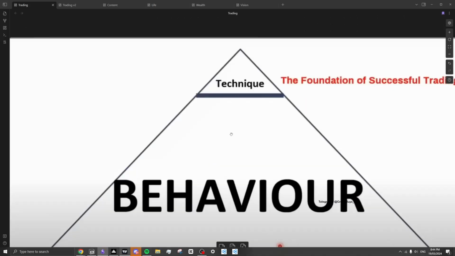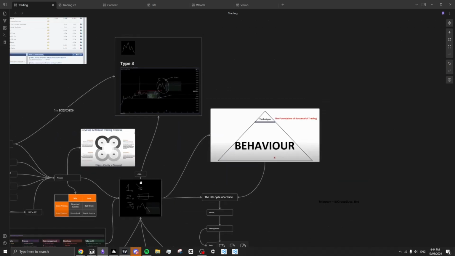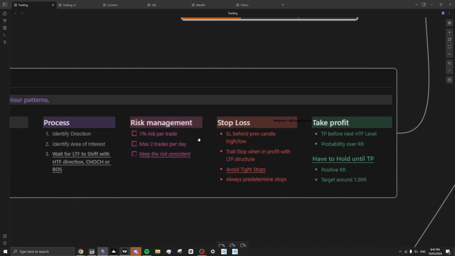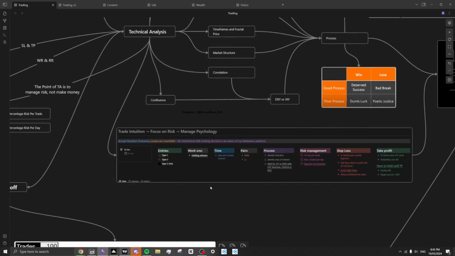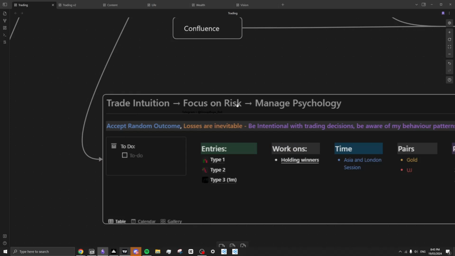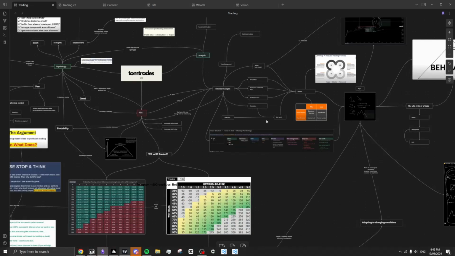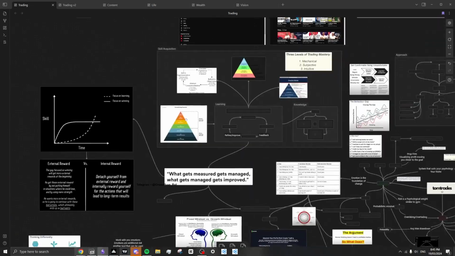But you can only target that behavior if you have a consistent plan that you're following. The process is the direction, area of interest, that shift. On my main account, 1% risk, max 2 trades a day, keep it consistent, and then have your rules. So risk management should be mechanical. You want to keep it consistent. So I'm trading my intuition. I'm focusing on my risk, not trying to make money. I'm focusing on my risk, and then I'm managing my psychology.